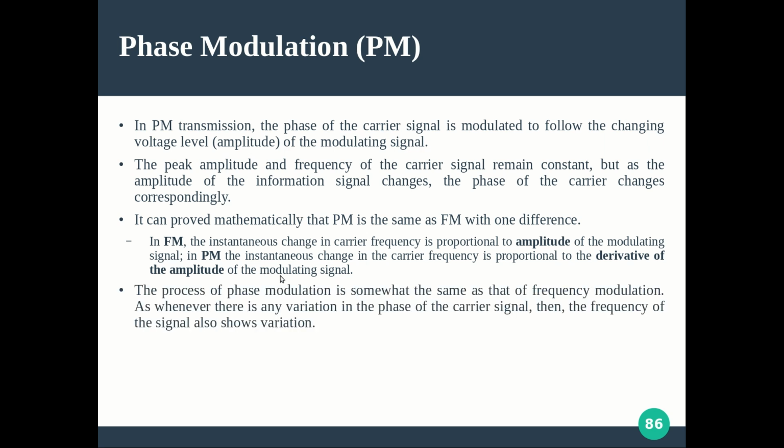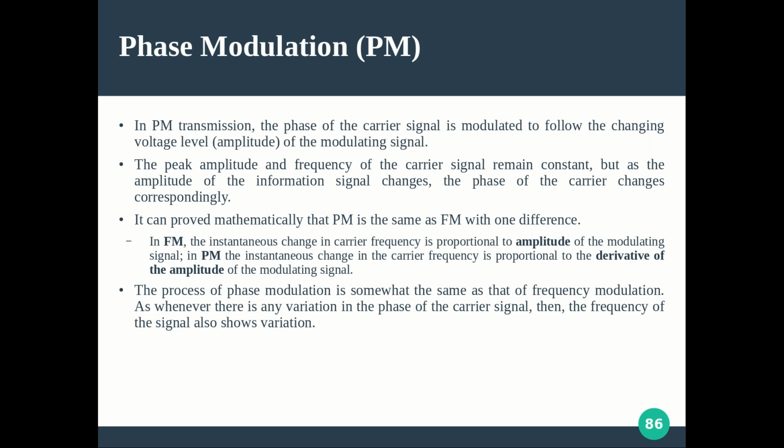The process of phase modulation is somewhat the same as that of frequency modulation, as whenever there is any variation in the phase of the signal, the frequency of the signal also shows variation. That is the thing here. So it is slightly confusing. I also have that confusion, but I think detailed reading is needed to understand that picture clearly. For the time being, for computer science people, this much knowledge is enough. That is what I feel, okay.